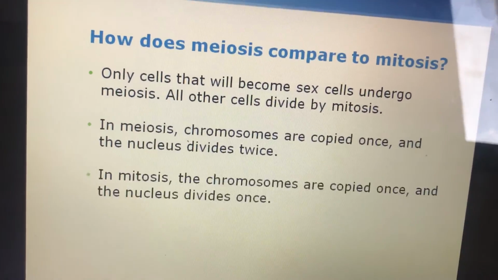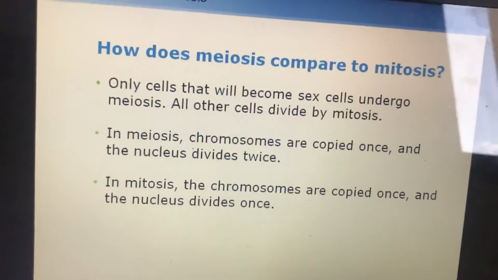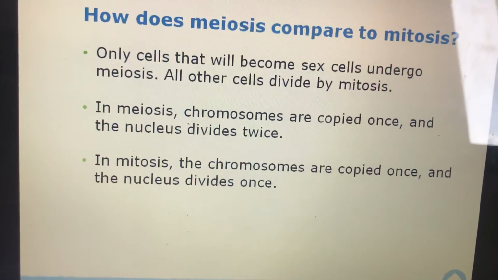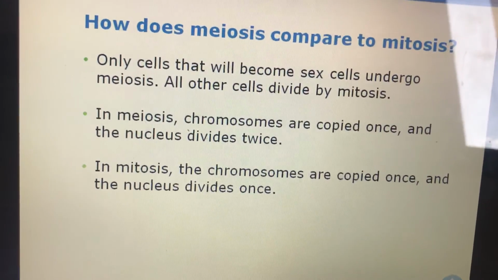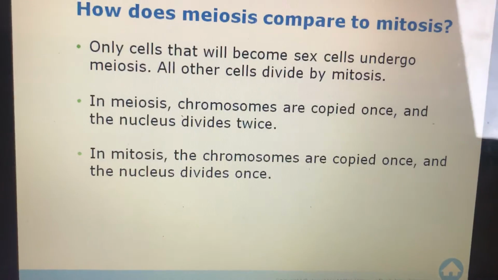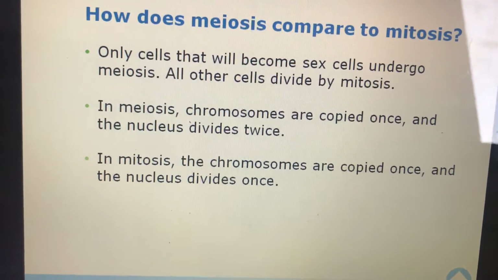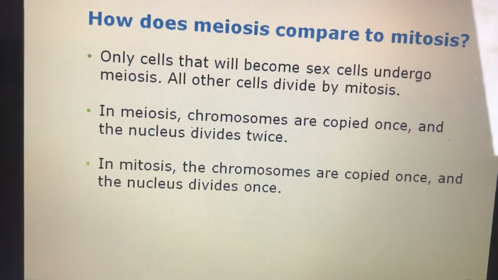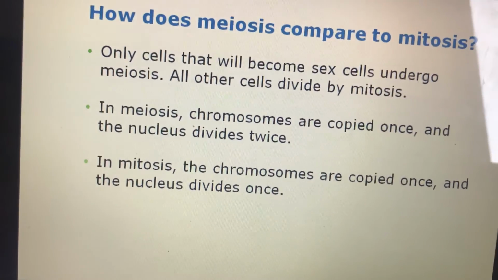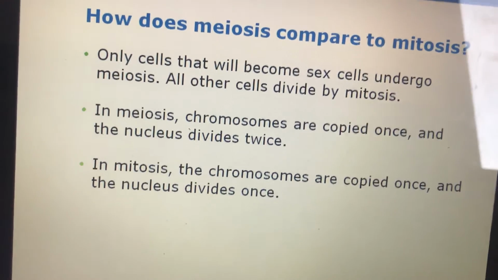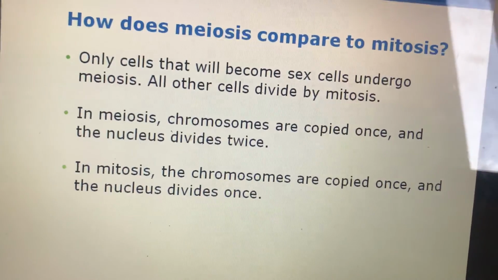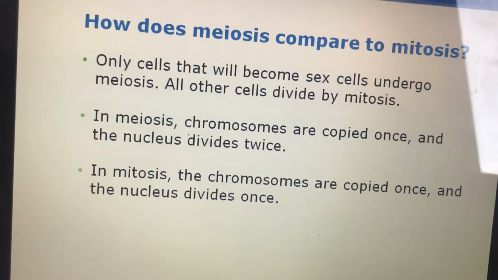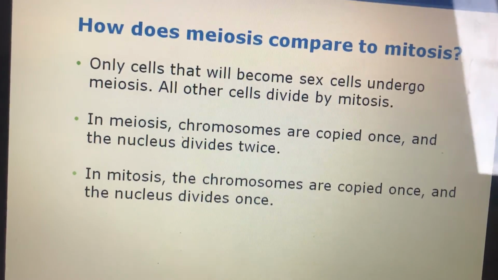So how does meiosis compare to mitosis? Only cells that will become sex cells, of course, undergo meiosis. All other cells divide by mitosis. This is difference number one. In meiosis, chromosomes are copied once and the nucleus divides twice, while in mitosis, the chromosomes are also copied once, but the nucleus divides once. Since I have meiosis 1 and meiosis 2, I say that the nucleus divides twice. But in mitosis, I just have one division of the nucleus.